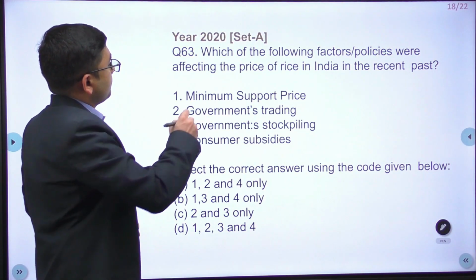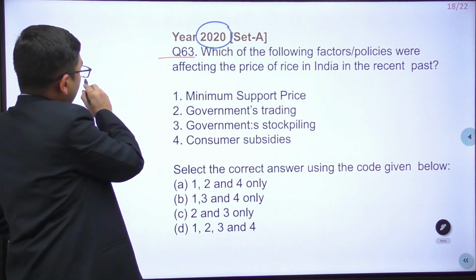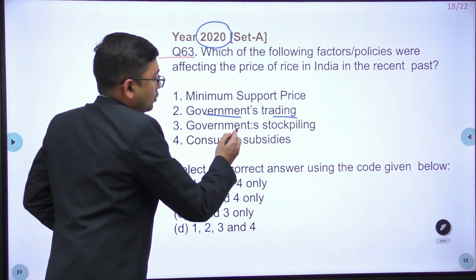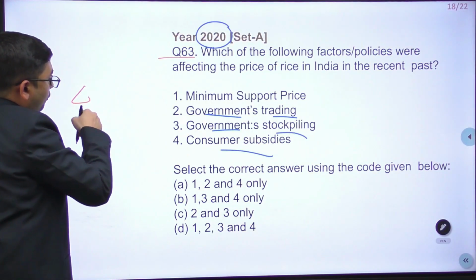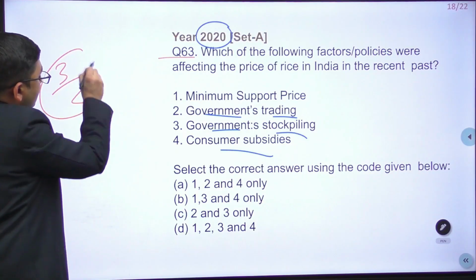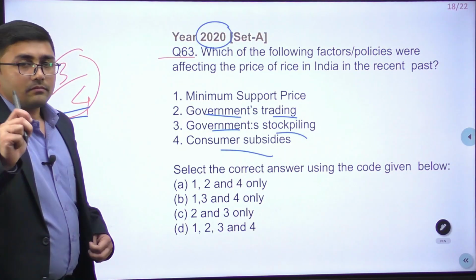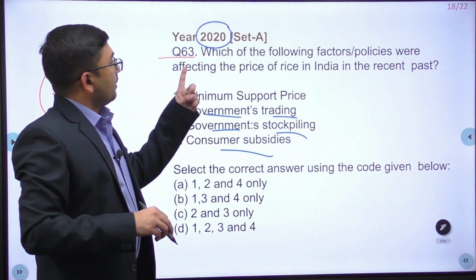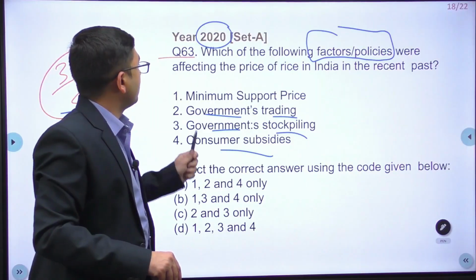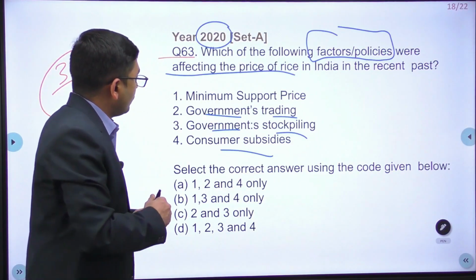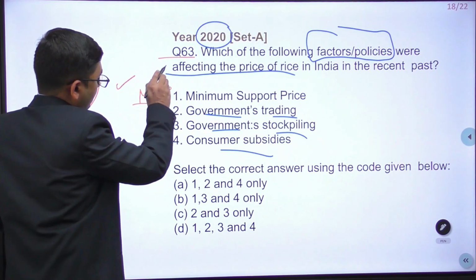Now come to question number 63, which was asked in the year 2020. Look here: there are two-word statements here. I have already told you that out of 4, 3 statements will be right. You have to think about the 4th statement. This is the hack. So here: which of the following factors or policies were affecting the price of rice? Now look here: minimum support price, MSP, yes.